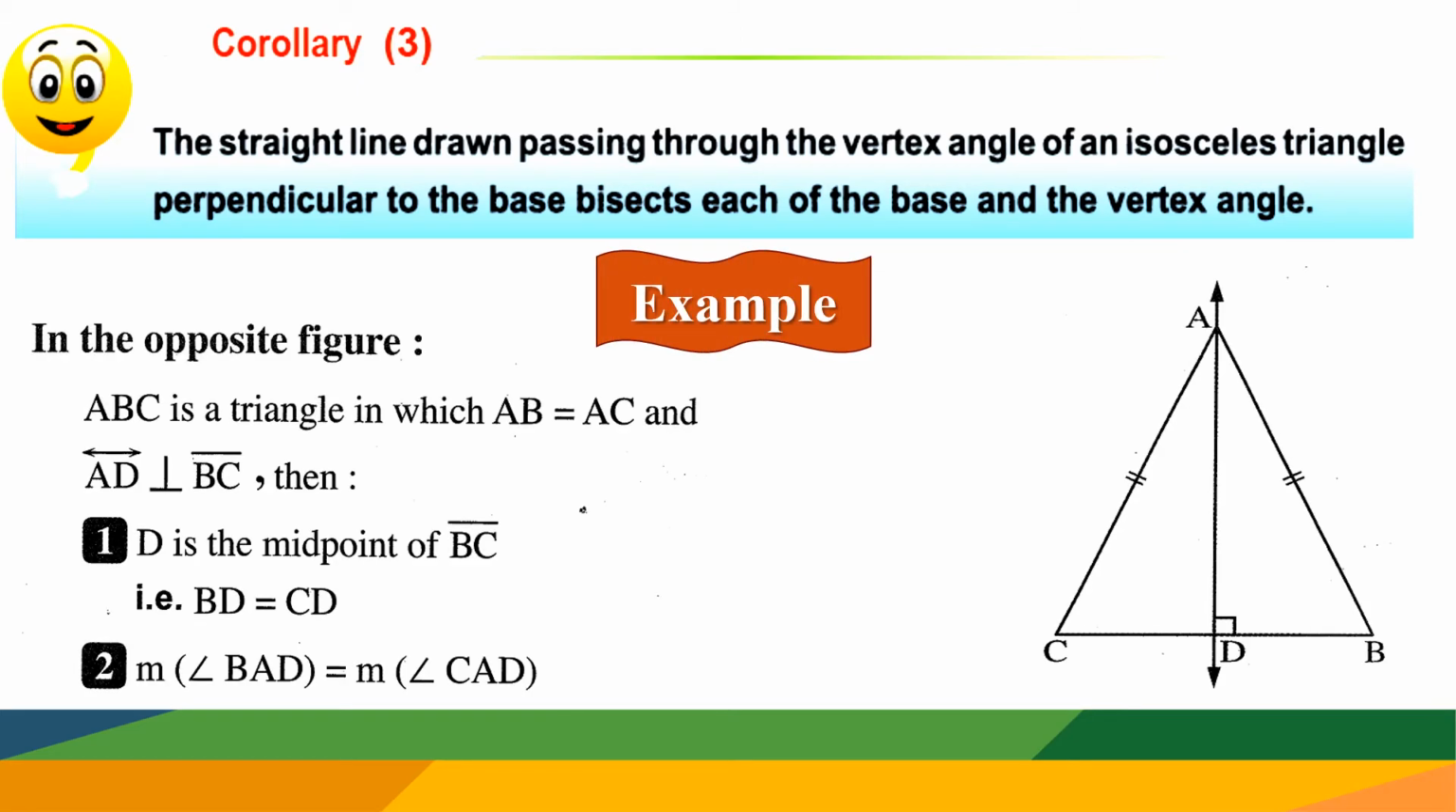For this example, ABC is a triangle in which AB equals AC and AD is perpendicular to BC. Then D is the midpoint of BC and we deduce that BD equals CD, and the measure of angle BAD equals the measure of angle CAD.